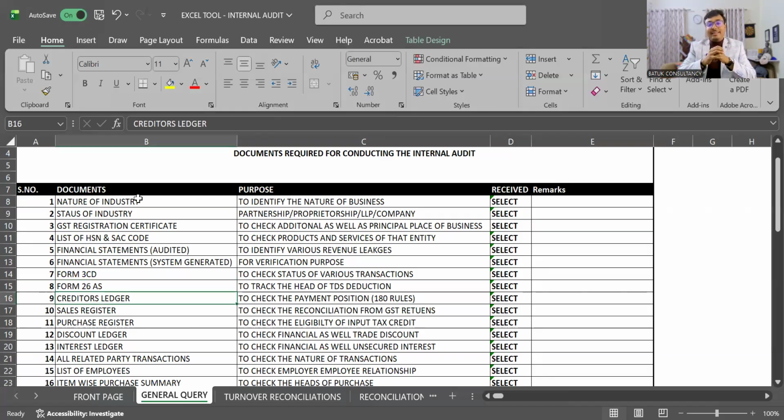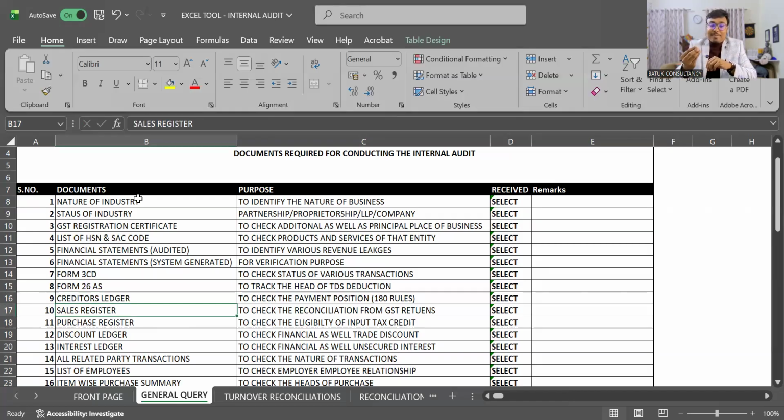The creditor's ledger. Sir, we need to make the payment to the creditors within 180 days. Otherwise, there is a requirement of reversal of ITC with interest at the rate of 18%. So we need to demand the creditor's ledger so that we can easily calculate the ranking age wise, so that we may save our client from the future litigation.